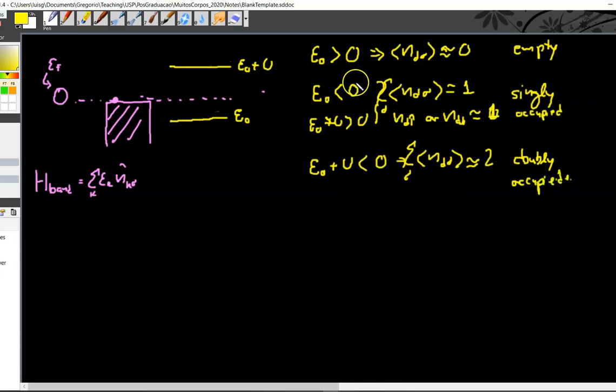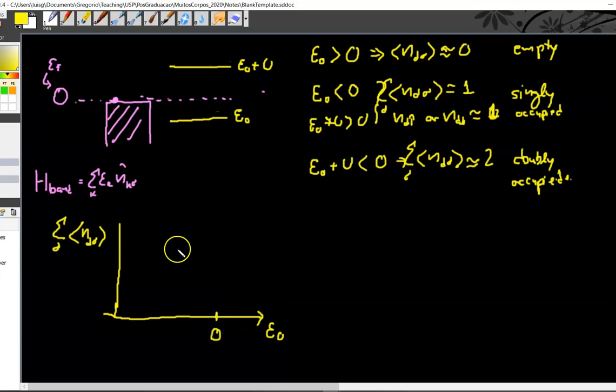Notice that I can do this plot of what would be the occupation, right? The total occupation as a function of epsilon 0. Okay? So I know what happens at 0. Well, this occupation would be small, okay? Something like this, very small.